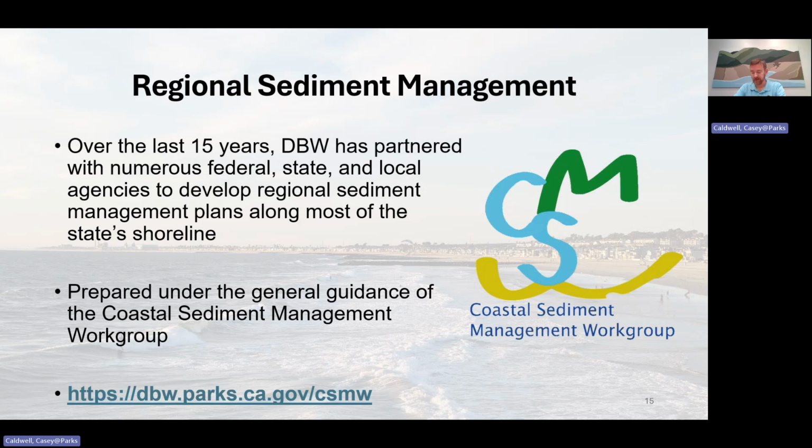DBW can support updating these plans and follow-up work based on these plans through the grant programs I'm discussing today. So if you're interested in how that would work, or if you're a local or regional agency with ideas about how to implement regional sediment management in your area, please reach out to me. I'll be happy to discuss.